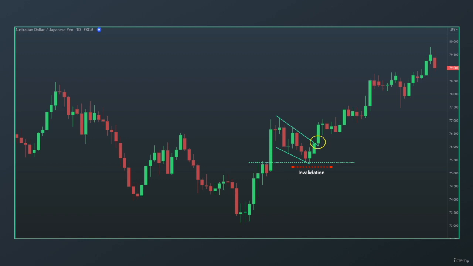So for our target, first target, this recent high, and then our second target is a measured move from point A to point B, plotted at the end of this correction. All right. So this would be our second target.